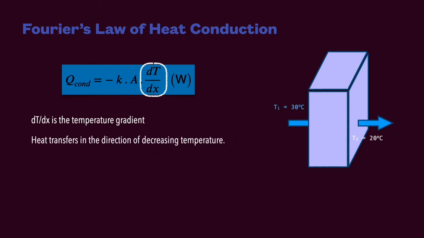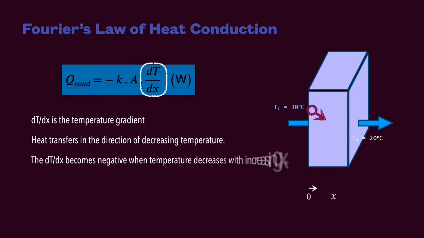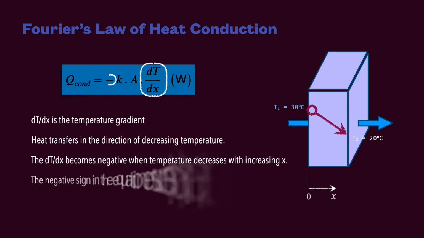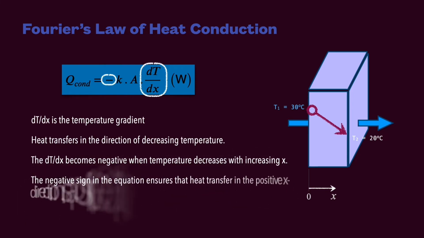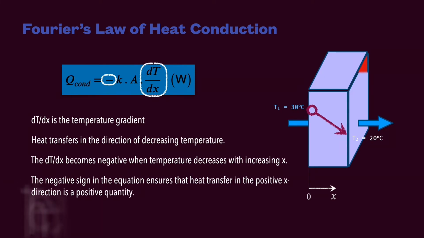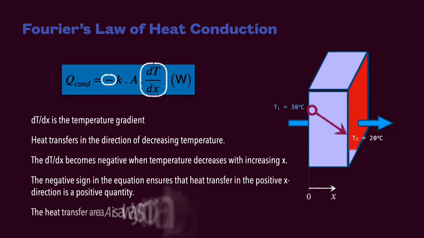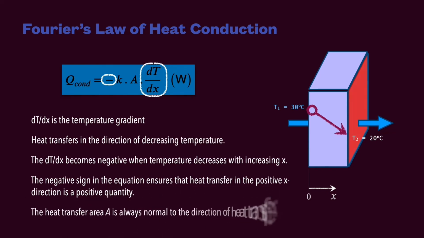Therefore, dT/dx becomes negative when temperature decreases with increasing x. The negative sign in the equation ensures that heat transfer in the positive x direction is a positive quantity. Please note that heat transfer area A is always normal to the direction of heat transfer.